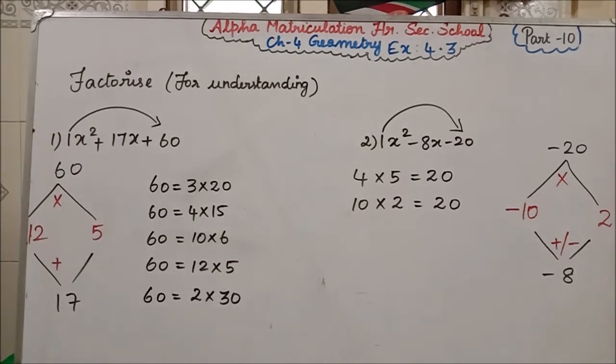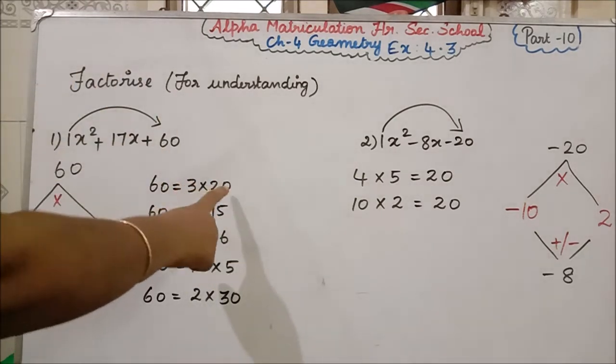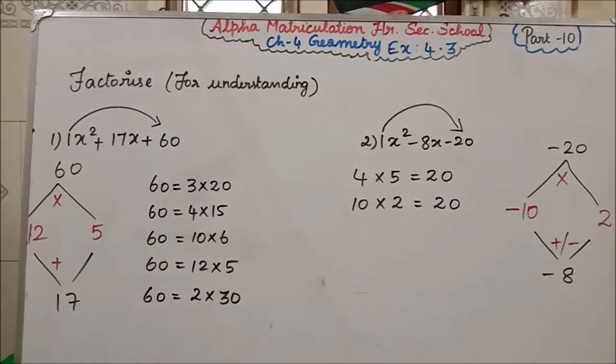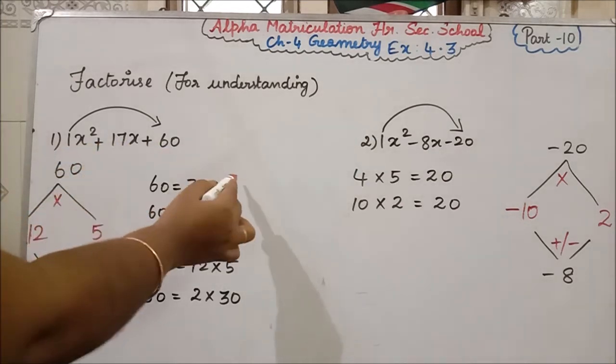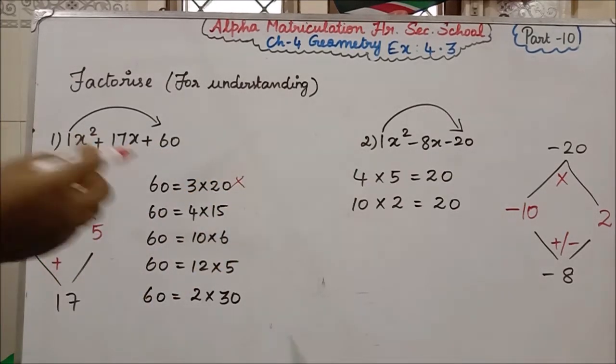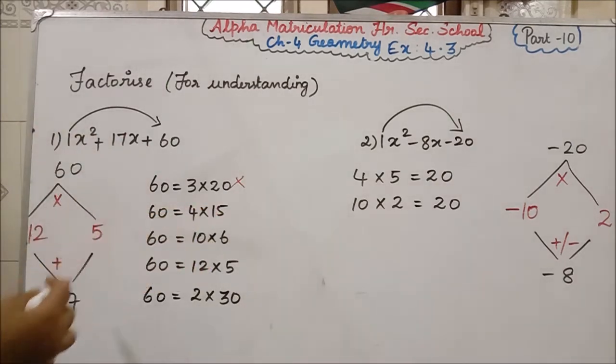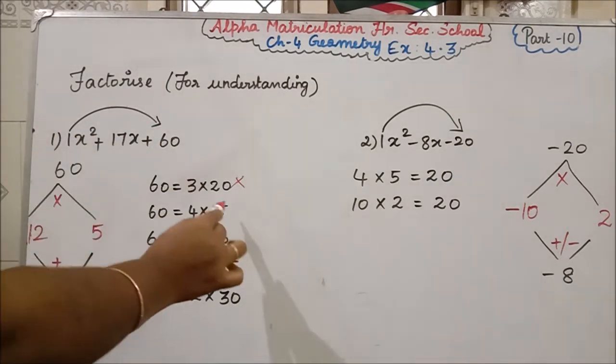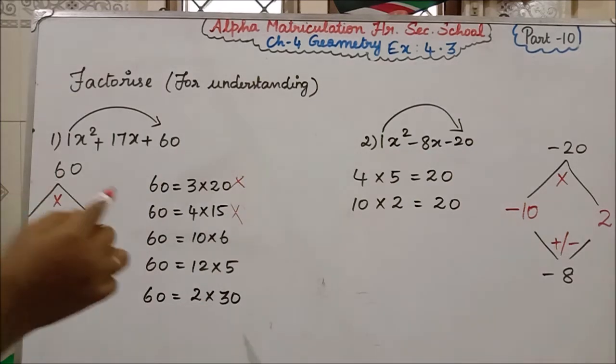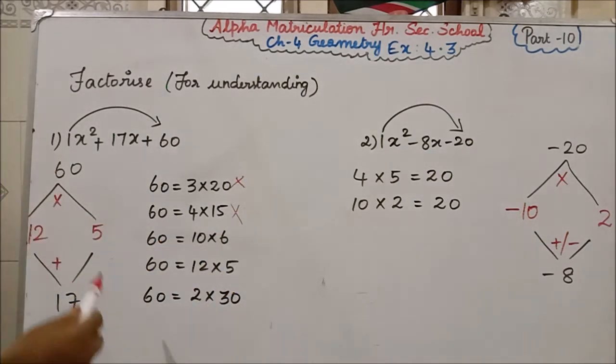We will check now. 3 into 20 we are getting 60. Whether 3 plus 20 will get 17? No. So which means we have to leave that part. This will not come. Next, 4 into 15 is 60. But will 4 plus 15 come 17? No. This is also not possible. 10 into 6 is 60. But will 10 plus 6 come 17? No. This is also not possible.